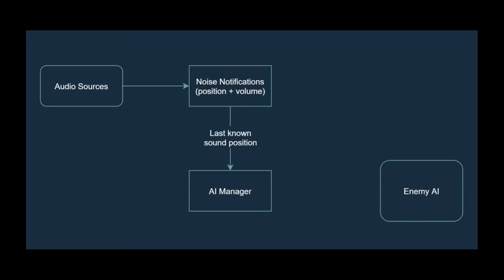In our AI manager, we'll need to create a new function that can pass in the sound's position vector and float volume. This function will then be able to check if the sound's position is near to the enemy AI and if its volume is loud enough for the AI to hear.